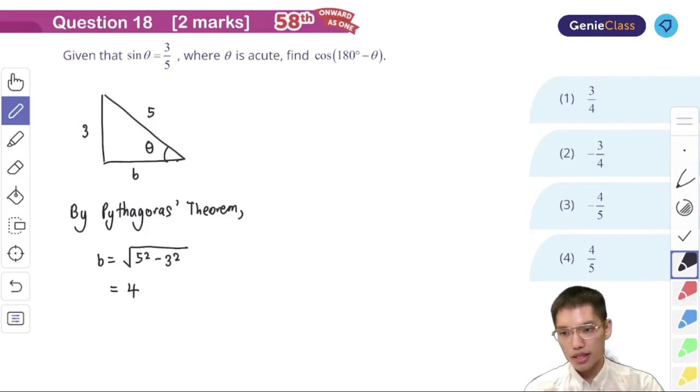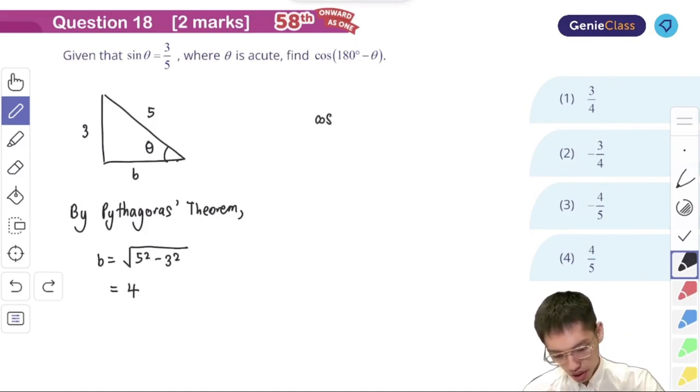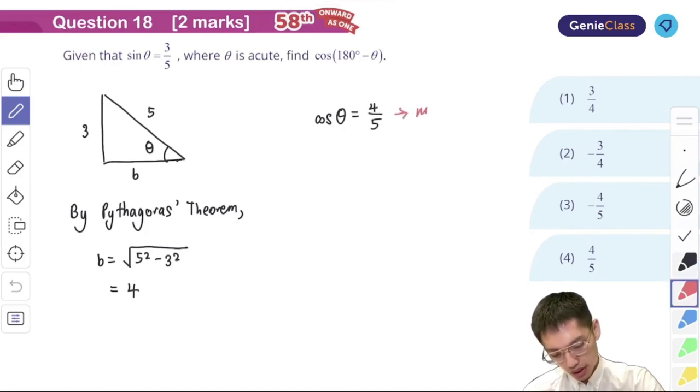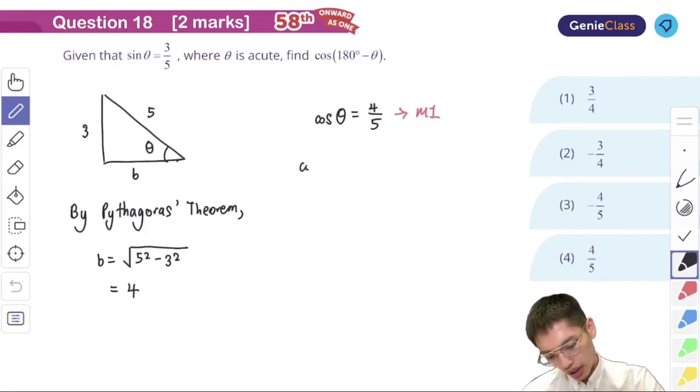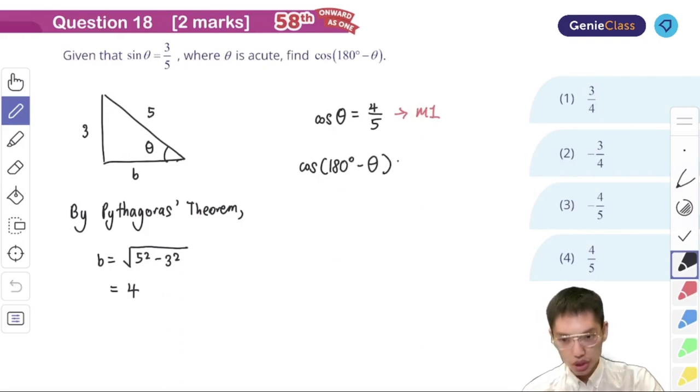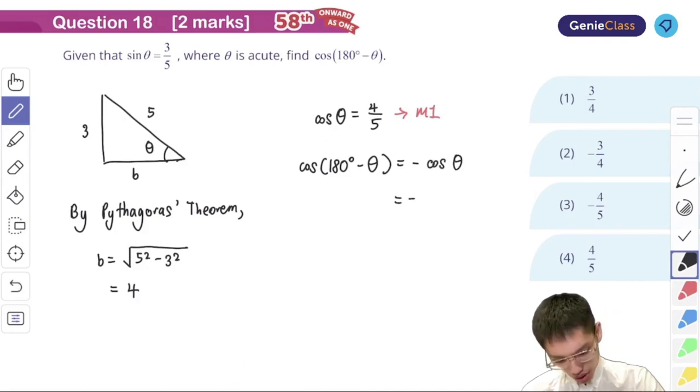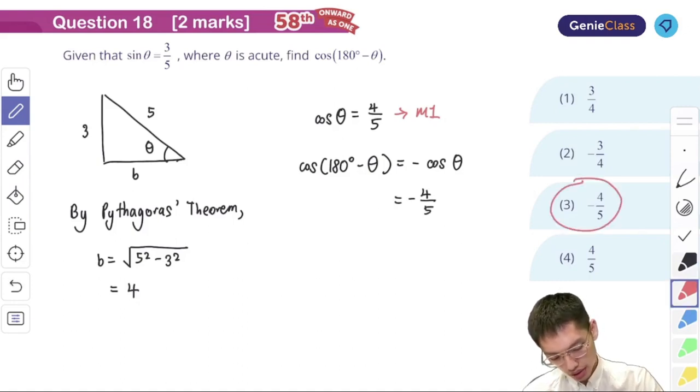Now the actual mark comes in when you tell me you want to find cosine of theta first. Cosine of theta in this case is 4 over 5. This is my first mark, to identify. Why is this 1 mark important? Because if you cannot identify your cosine theta correctly, your cosine of 180 minus theta, which is equals to negative, take note, it's negative of cosine theta, which gives me negative 4 over 5. That's where you get your second answer.